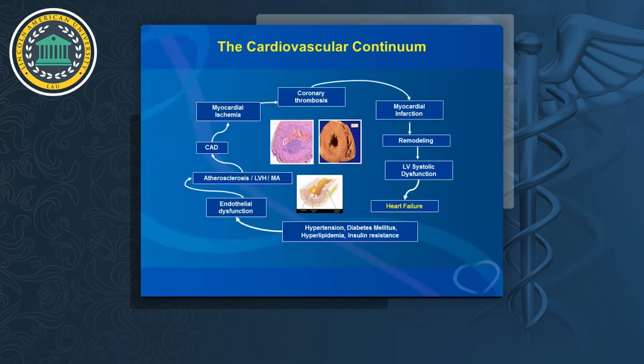And this is the cardiovascular continuum. Somebody having hypertension or diabetes starts getting endothelial dysfunction. Then gradually atherosclerosis, left ventricular hypertrophy, microalbuminuria, which is target organ damage, coronary artery disease, myocardial ischemia, coronary thrombosis, myocardial infarction, remodeling, systolic dysfunction, and heart failure.